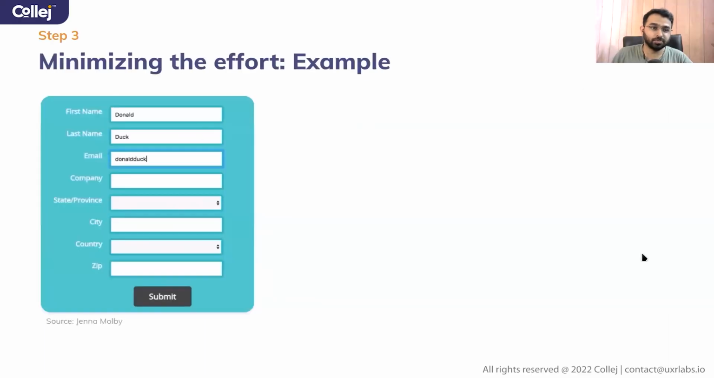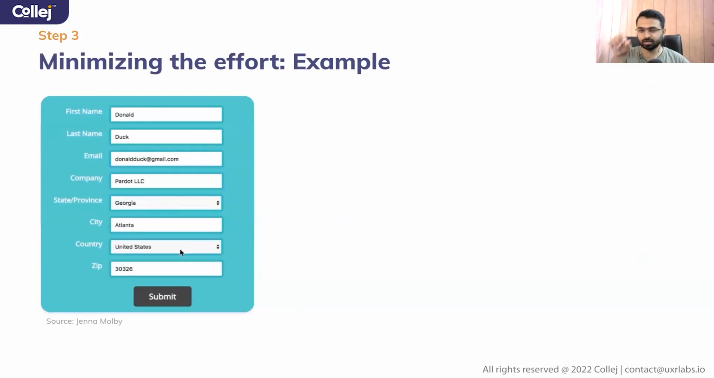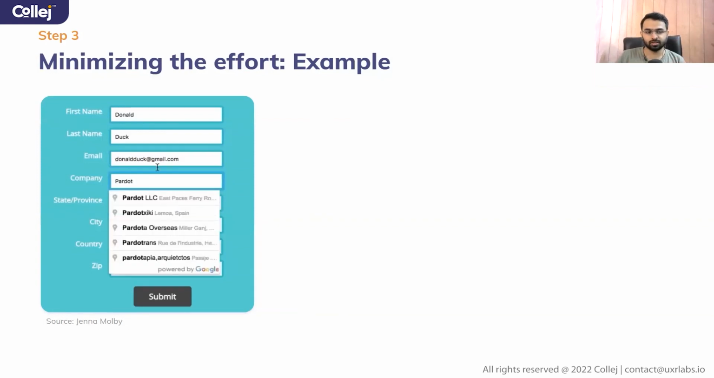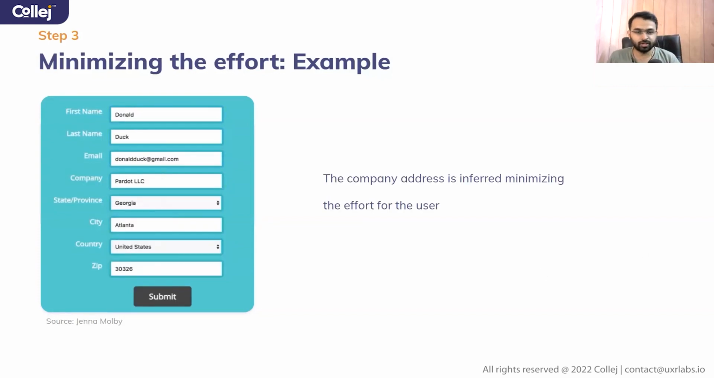The next step is minimizing the effort. We talked about a lot of examples in which we have huge forms, right? Now look at this example on the left. What's going on? By doing those two things, providing suggestions and then autofilling all the relevant fields, you're minimizing the effort. The company address is inferred, right? Minimizing the effort for the user in this context.